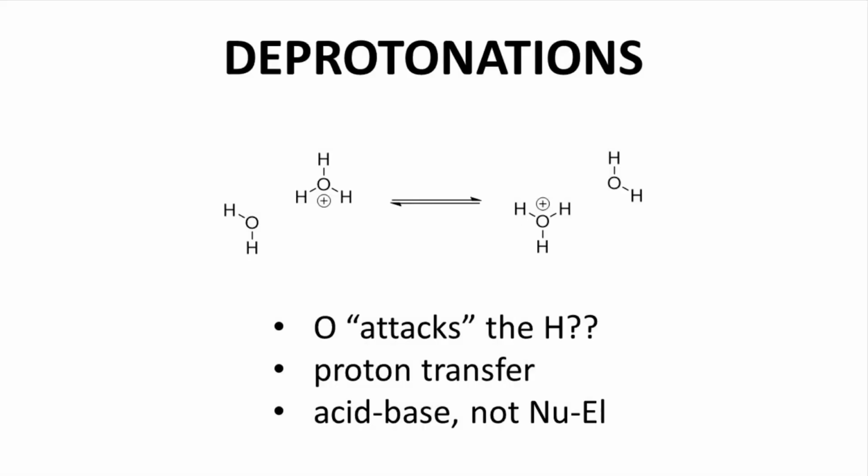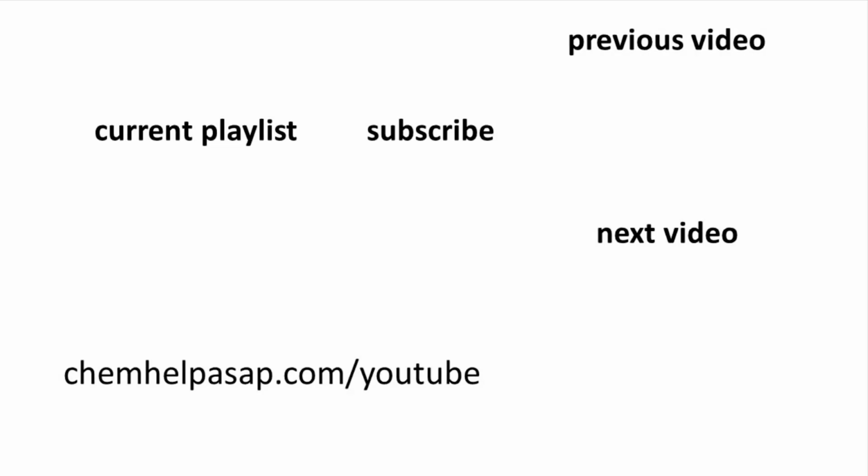Not all reactions that break sigma bonds are nucleophile electrophile reactions. Here is a reaction of water with hydronium ion. The oxygen seemingly attacks the hydrogen to break the OH sigma bond. While that does happen, this reaction is a proton transfer. It is considered to be an acid-base reaction, not a nucleophile electrophile reaction. That was a quick review of common electrophiles in Organic 1 and Organic 2.